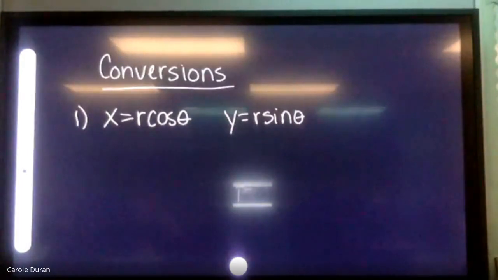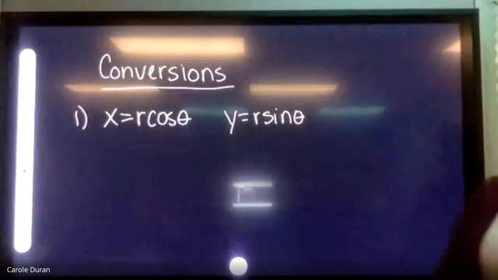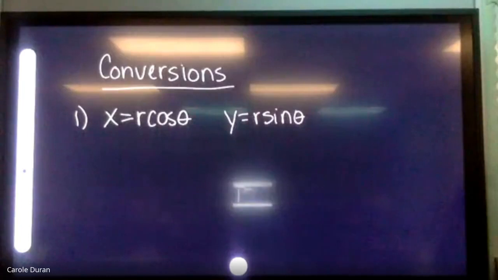Does r still mean the magnitude? Yeah, it's still a distance, just now it could be positive or negative.